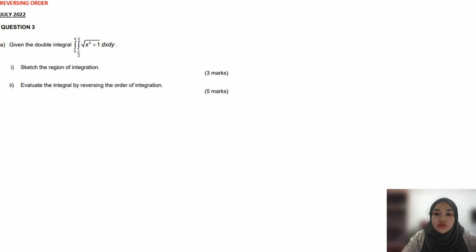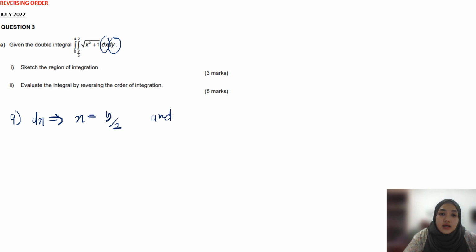This is a question from July 2022, question number 3, given the double integral. The first thing you have to do is sketch the region. In order to sketch the region, you have to extract the limits. For dx, x equals y over 2 and x equals 2. From this you have to find what the graph is supposed to be.